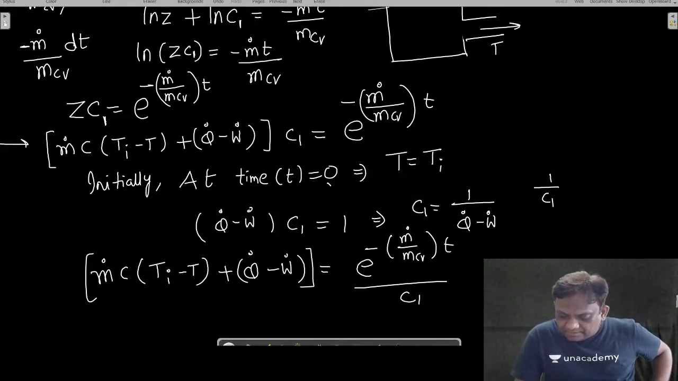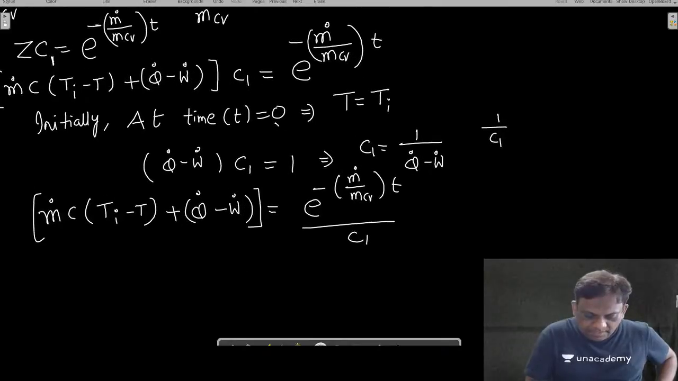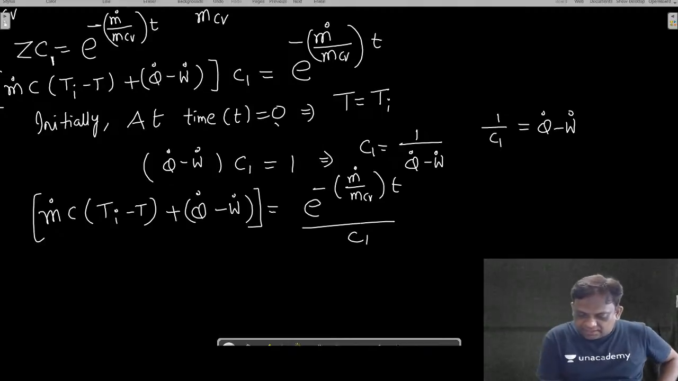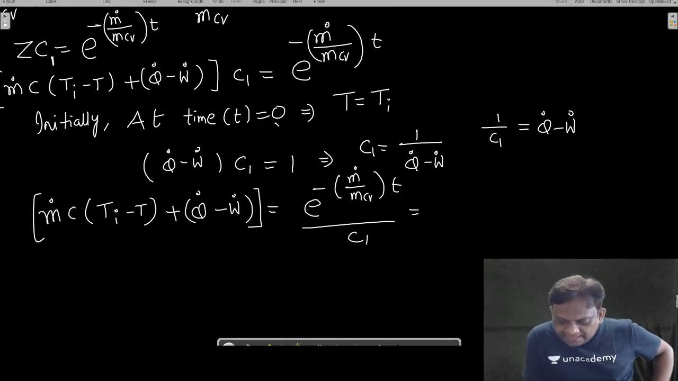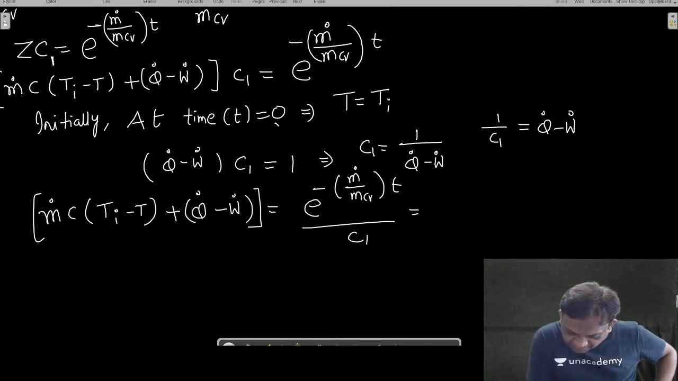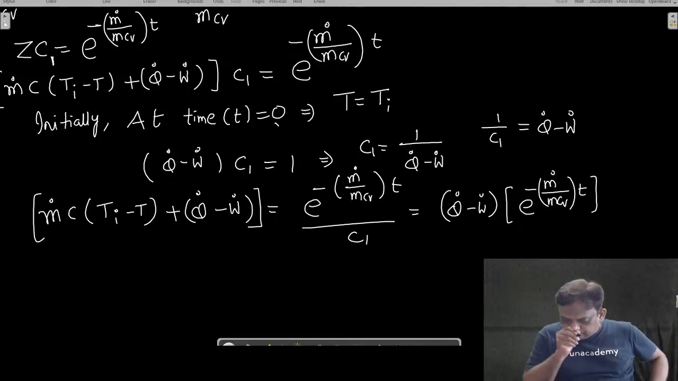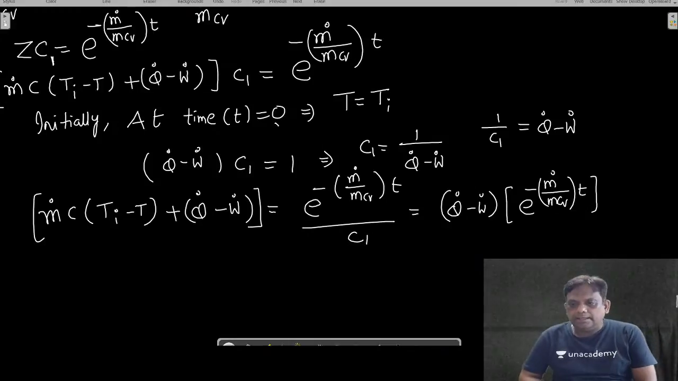What is 1 by C1? All of you. What is 1 by C1? 1 by C1 can be written as Q dot minus W dot. So therefore 1 by C1, look once, 1 by C1 is this. So what will we write for 1 by C1? This can be written as, this is 1 by C1. Is it understandable, sir? So we will write 1, this is 1 by C1, but the denominator has C1, so it will be Q dot minus W dot. I have written this value 1 by C1 into e power minus m dot by CV into T. Is it clear?